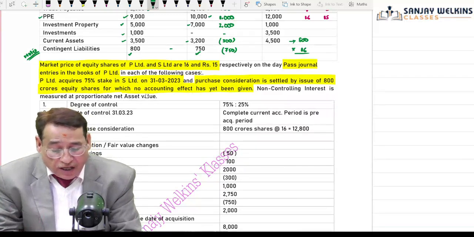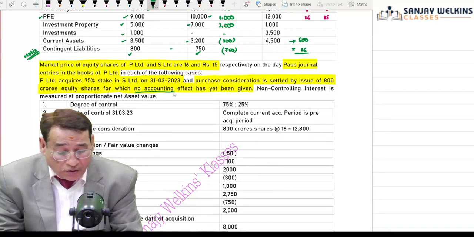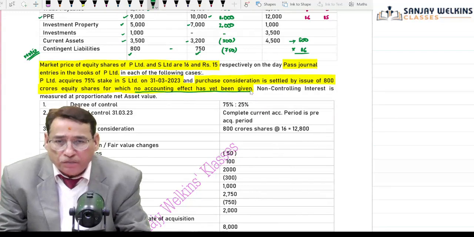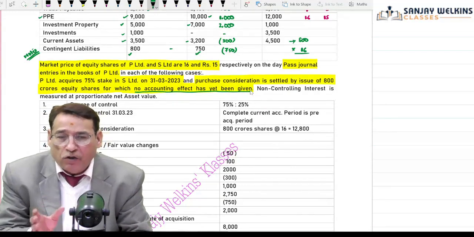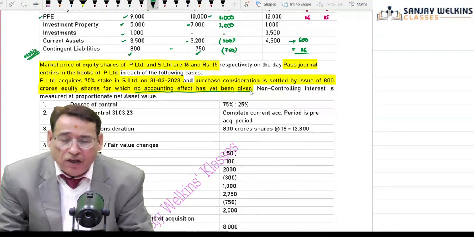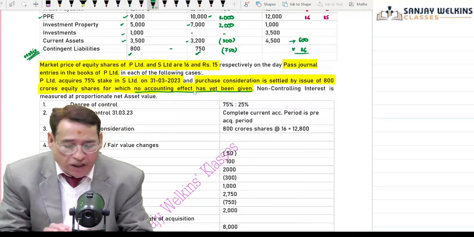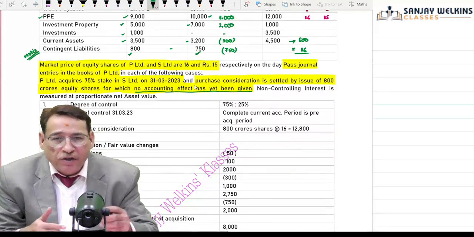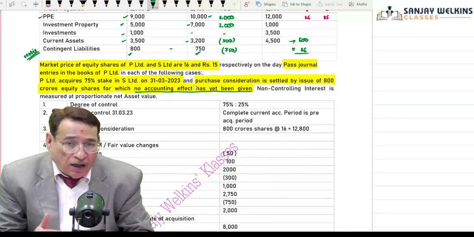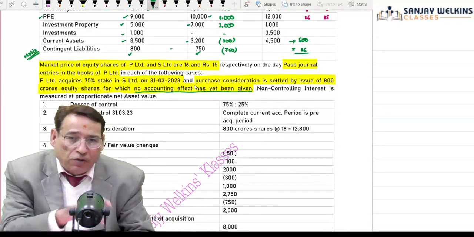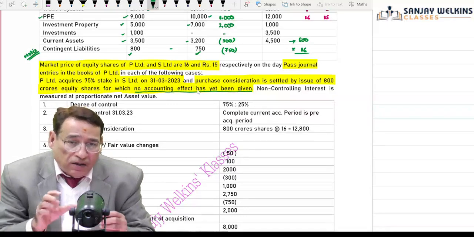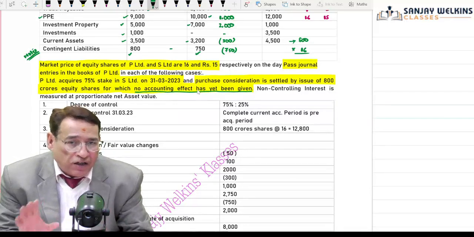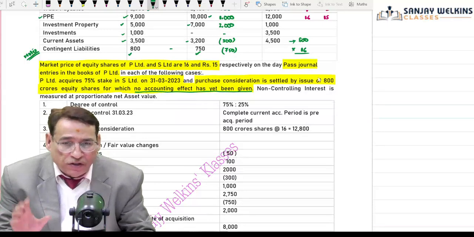Another important line here, it is written, no accounting effect has been given. Even if this line had not been given, I would have presumed that the effect of this is not yet given in the balance sheet. It means whatever shares we have issued against getting control over the other entity, that amount is still not reflected in the balance sheet, and generally that is always the case.